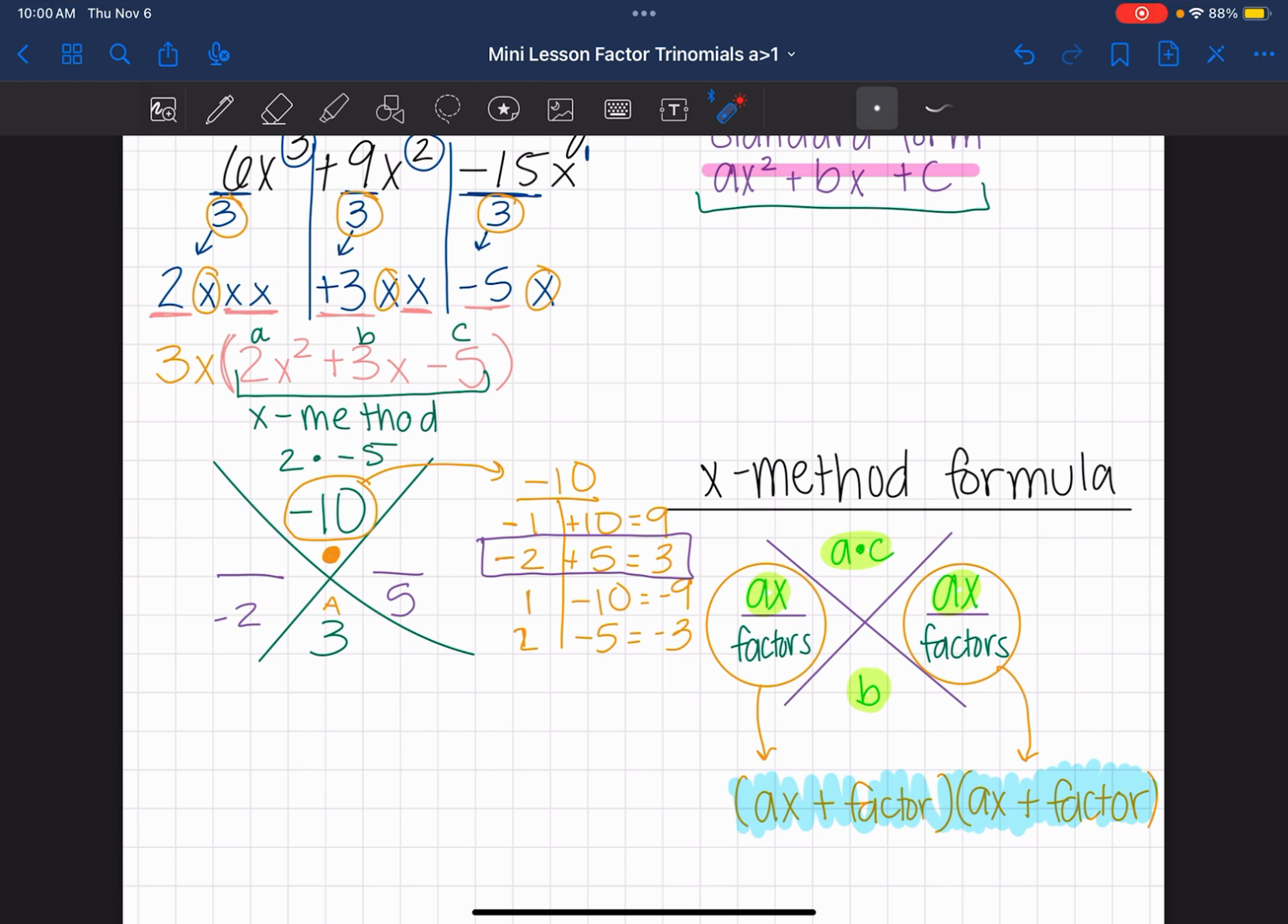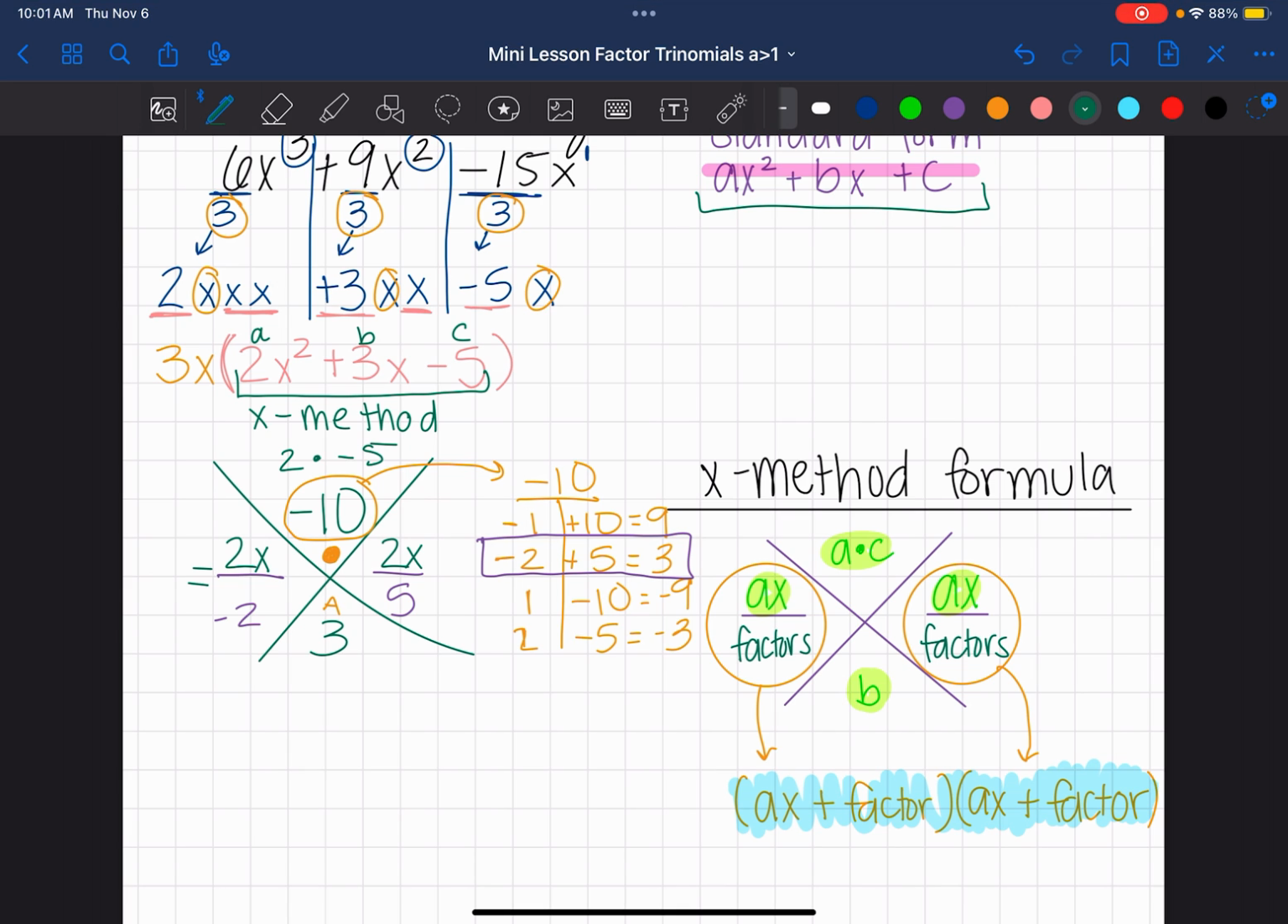Now from here, the next thing we need to do is we're going to place our AX on the top of these fractions. So our A, going back up to the question, is 2. So we're going to put a 2x on the top of both of those fractions. Now it's important that we check to see if they can reduce. So starting on the left side, 2 over negative 2 does actually reduce.